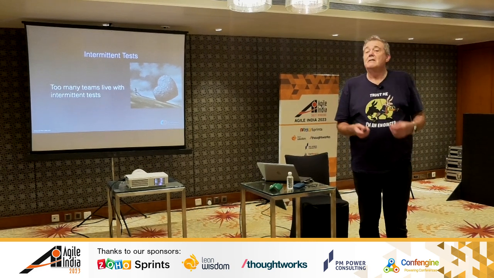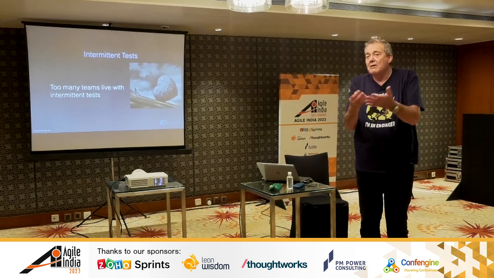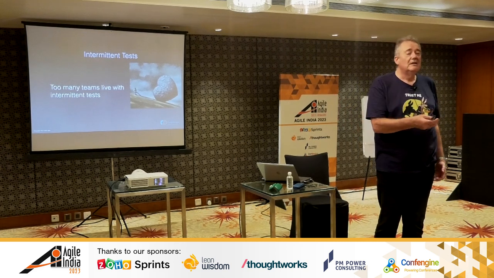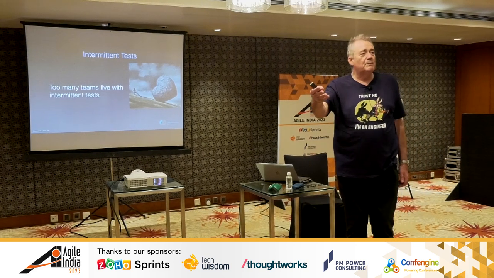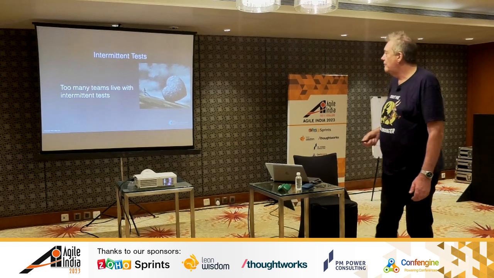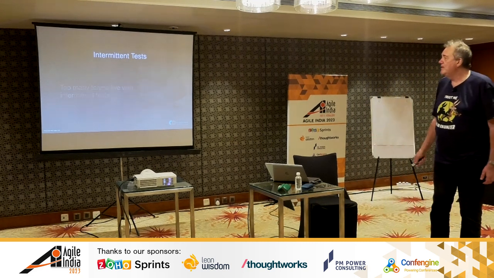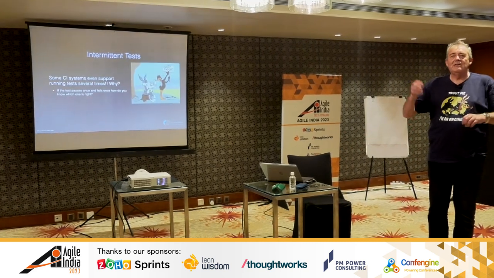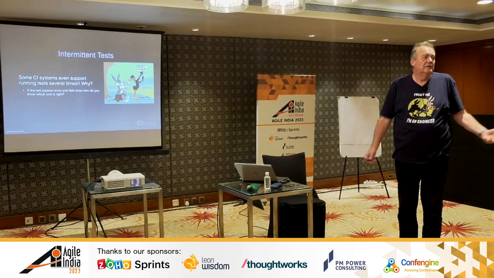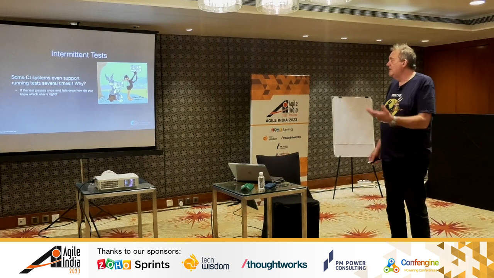So it's a race condition, but you can't tell that. So it's important to deal with the intermittency. In the case where the browser responds, you've got to deal with that kind of problem. Too many teams live with intermittent tests and spend ages analyzing, is it okay to release with this failure or not? Or rerunning the test. Both of these are crazy.